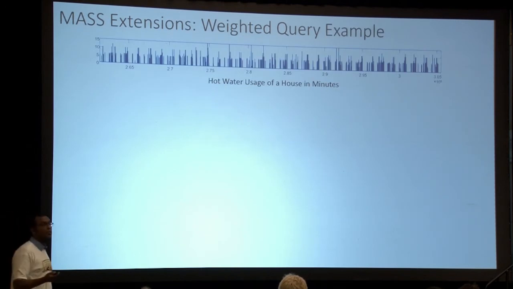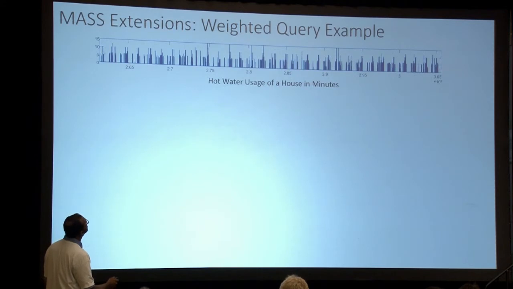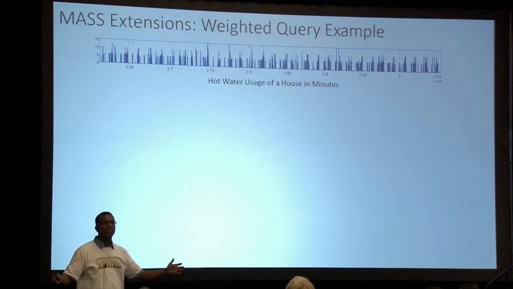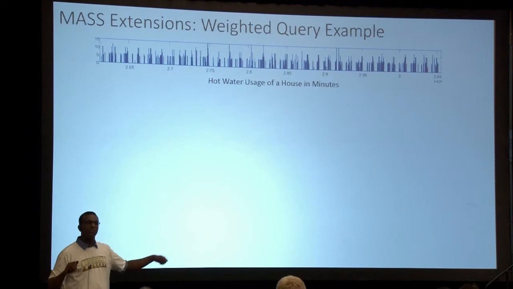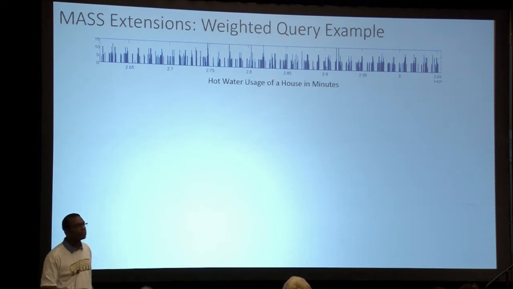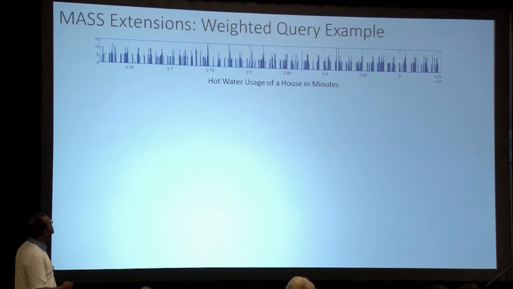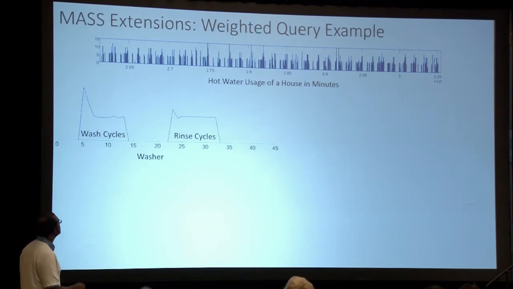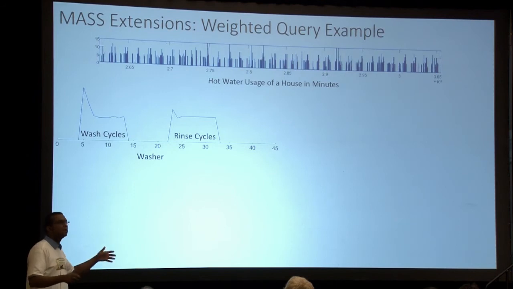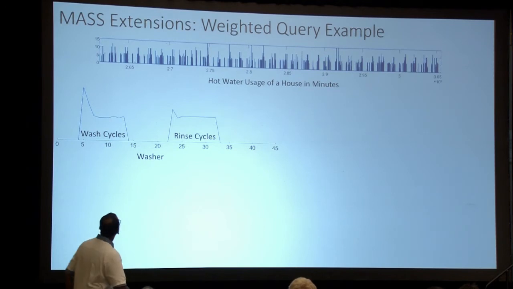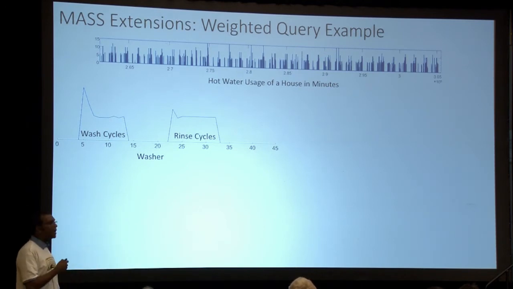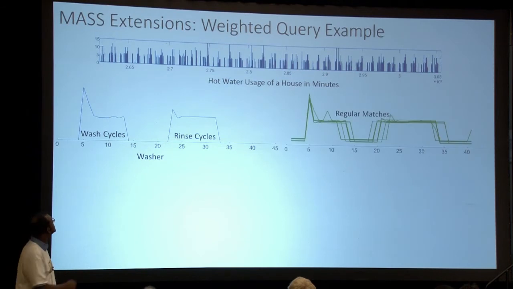Example. So how does this weighted query help? So you have this time series. Say it's hot water usage in a house. So you measure how much hot water the household is consuming in minutes. And then you have a typical washer cycle. So how does your washer work? You have some washing cycles, and then a gap, and then you have the rinse cycle. And you say that, OK, I have this query. Can I search for other occurrences? Yes, in this data set, you have many such washer cycles, then rinse cycles.